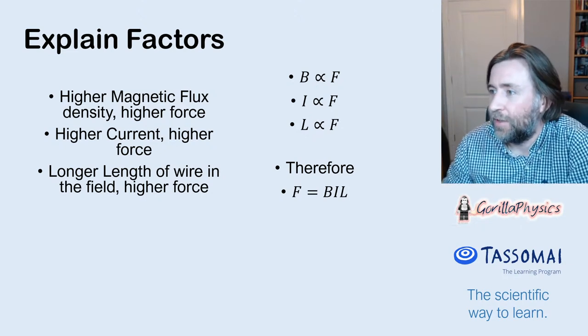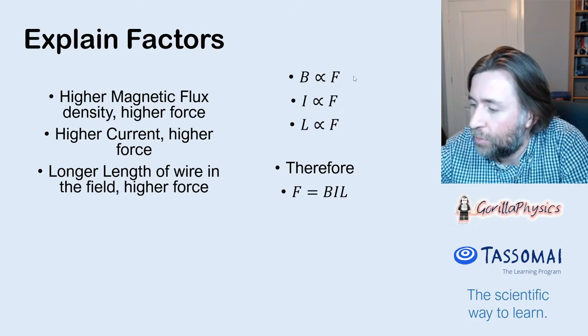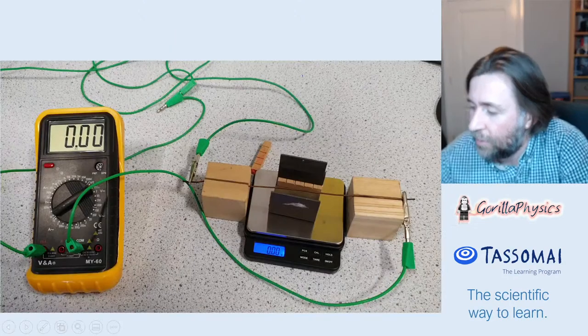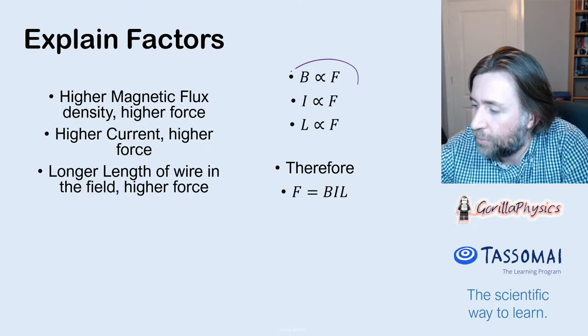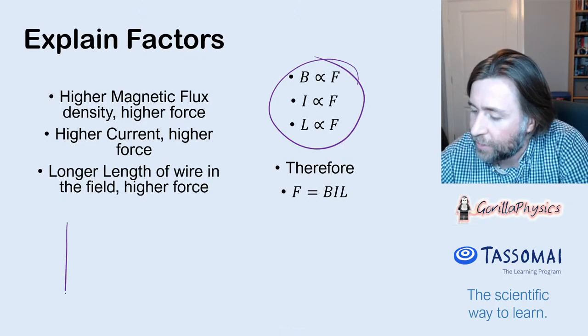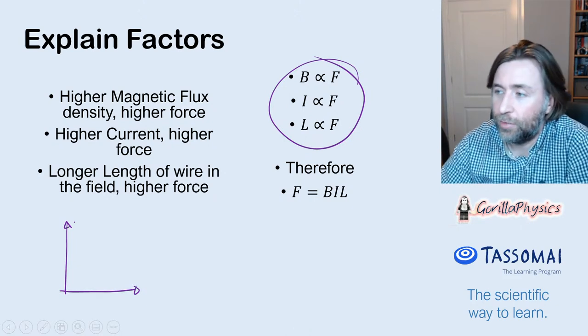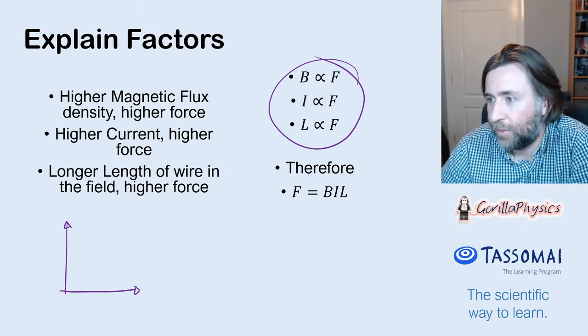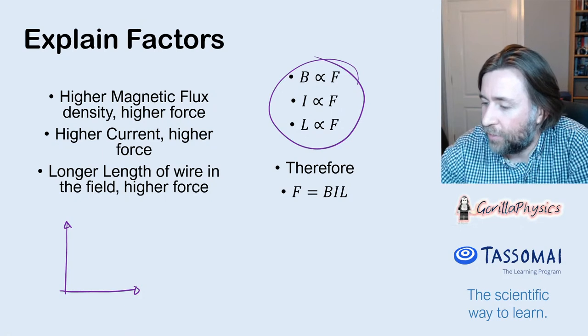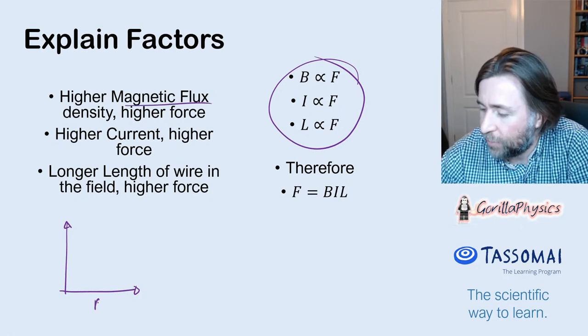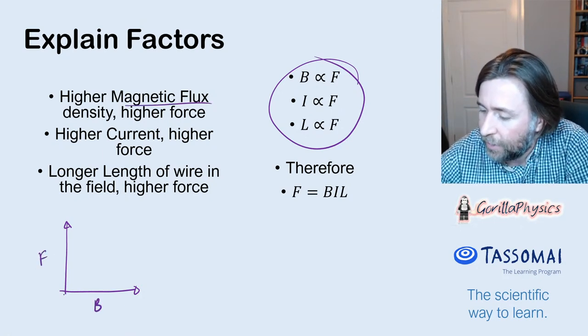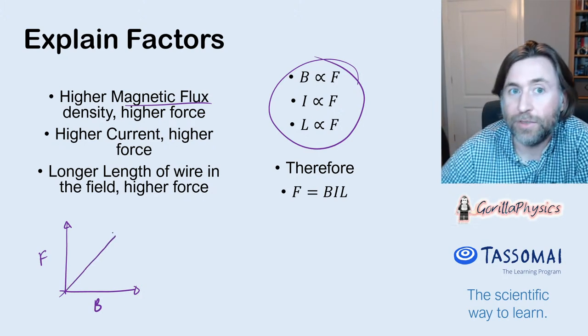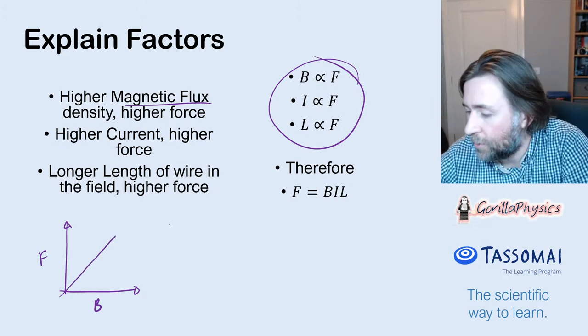Now actually, those factors are proportional to the force. So we can get these little sketch graphs here, and I want to talk a little bit about using the term direct proportionality correctly in your physics papers, okay? If we vary the first one, magnetic flux density, that's B, and measure the force, then we'll get a straight line through the origin. It means double the flux density, double the force.